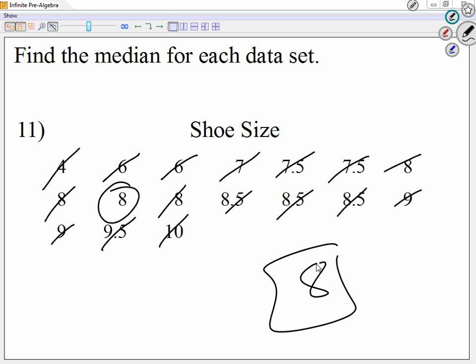If you have two numbers, then get the average of the two, which basically means add the two numbers and divide by 2. So if you only have one, that's it. But if you have two, add the numbers, divide by 2. Get the average of the two. So any questions up until 20? All right.